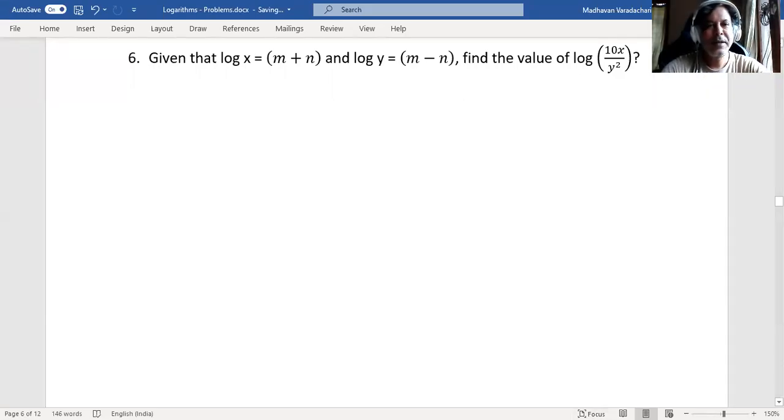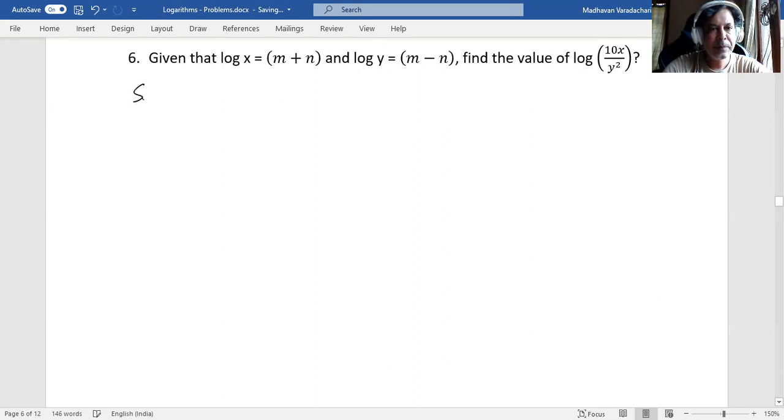Hello everyone, this is in continuation with our topic logarithms. The next question is, given that log x equal to m plus n and log y equal to m minus n, find the value of log of 10x divided by y square.